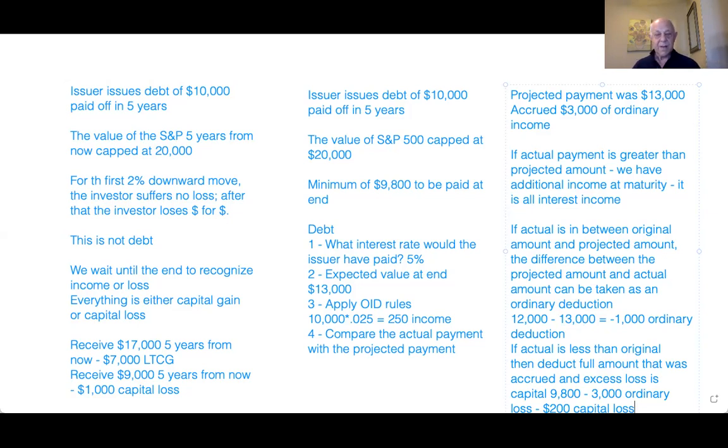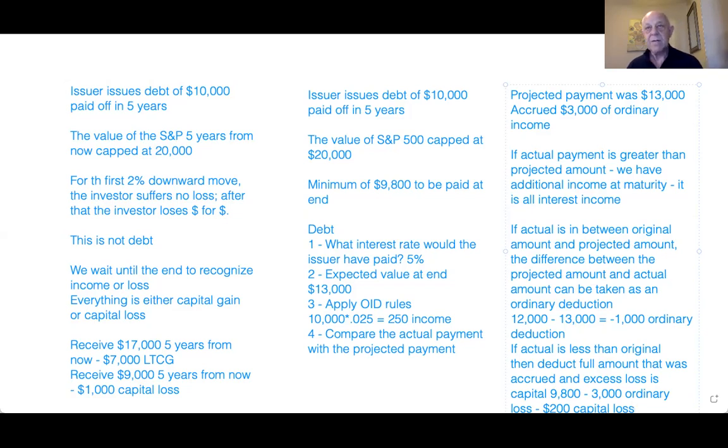So at the end of the day, it's not super, super complicated. It took Treasury a long time to get to this answer. But if we end up with the debt being treated as too contingent, we don't know what you're going to get. You might not get all your money back. We're going to treat it as an open transaction. And if it's an open transaction, we just wait until the end. And then we compare, what did you receive? What did you pay in? Whatever the difference is, that's capital. If it's a gain, it's a capital gain. If it's a loss, it's a capital loss, and you've deferred everything until the end of the transaction.